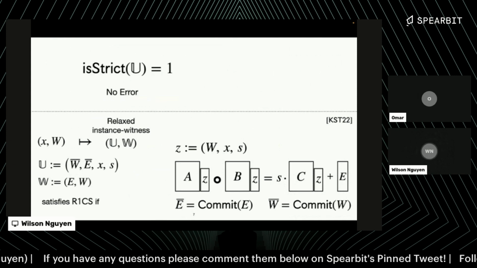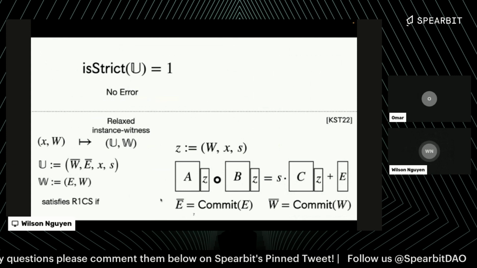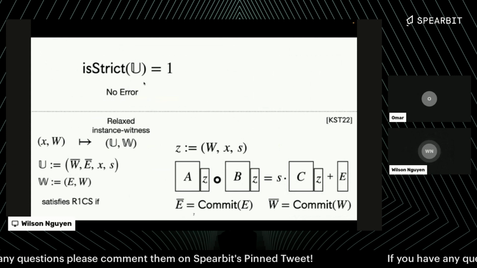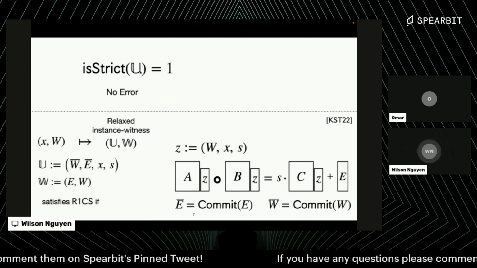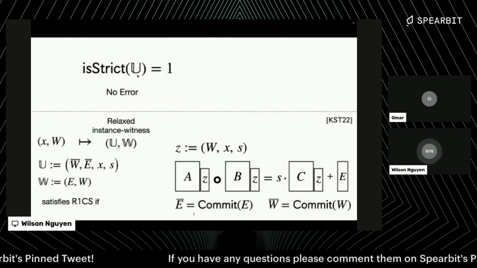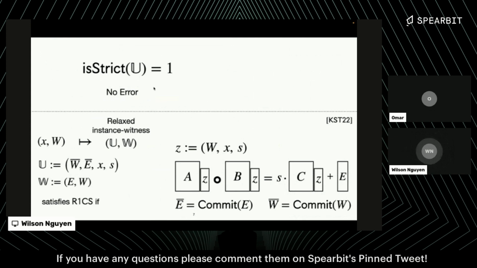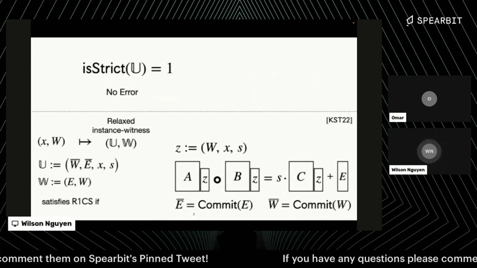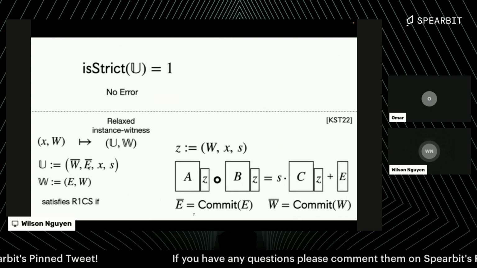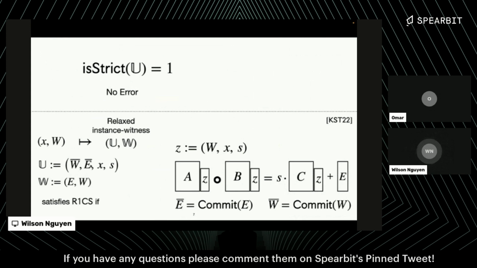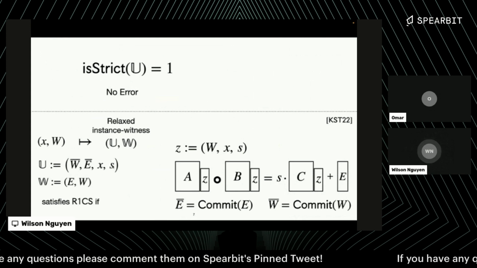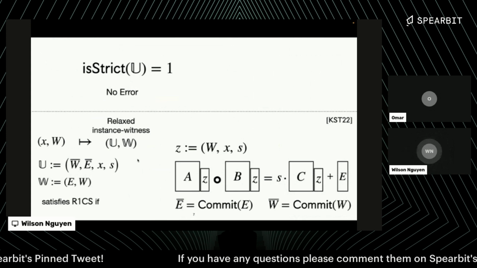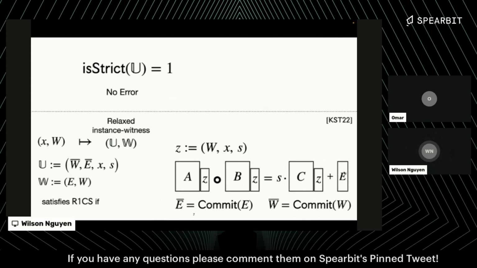So because this relaxed notion is a generalization of just regular R1CS, we should actually be able to test whether these instances satisfy R1CS without any error. And so the way to test if this instance is capable of satisfying R1CS without any error is, since we have a commitment to this error vector, we just check that the commitment is actually a commitment to the zero vector. And we also check that the scalar is just 1. And so we're able to see if the instance satisfies R1CS, the constraint system, without any error.